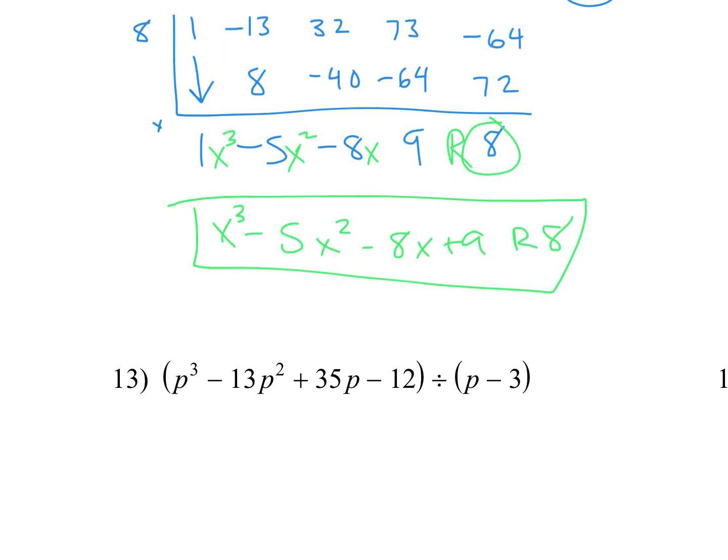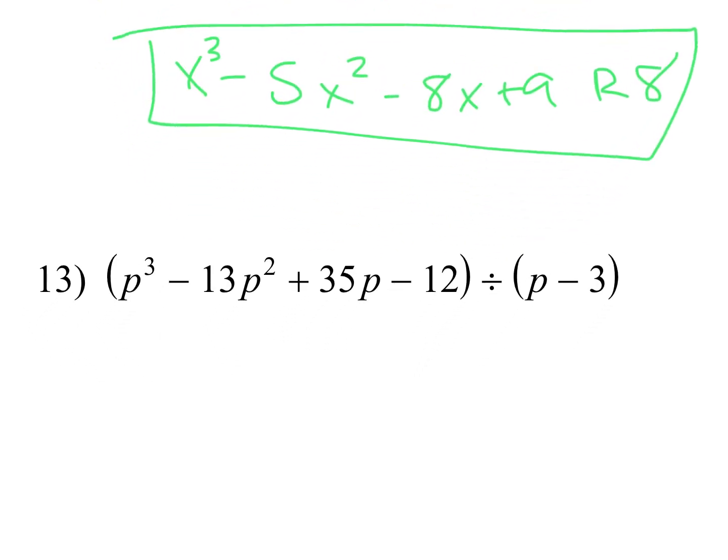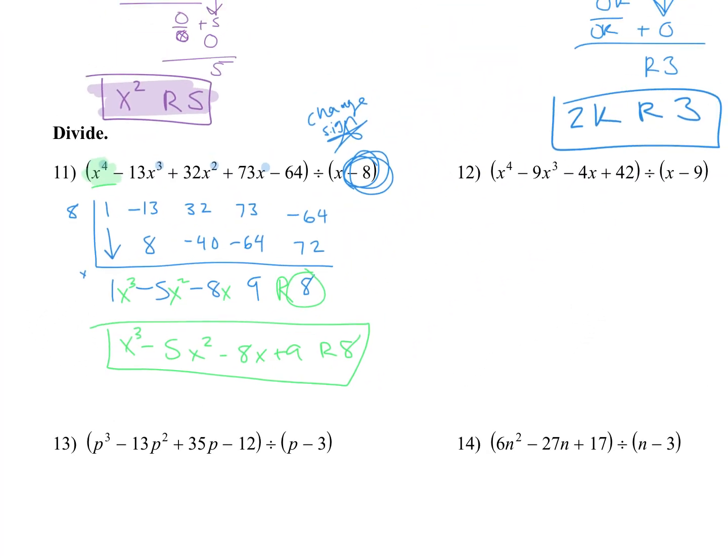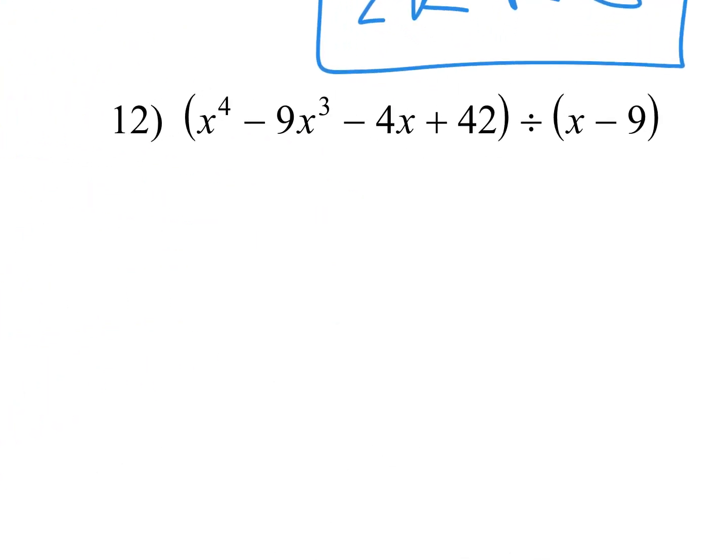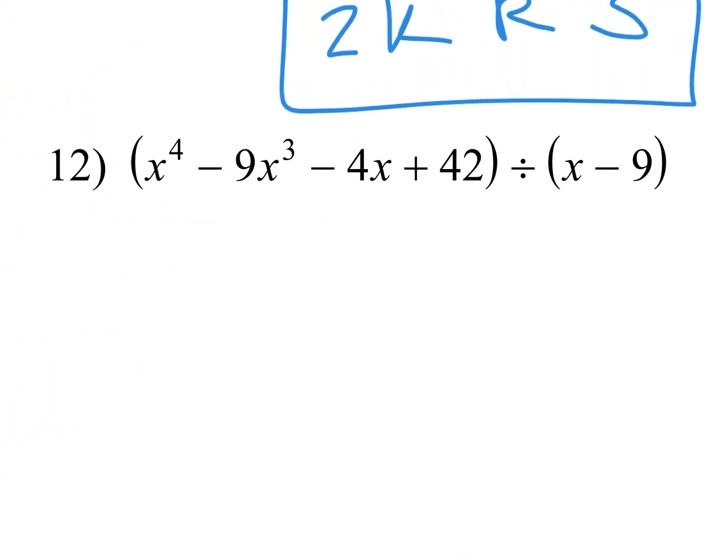Alright, let's take a look at 13. Actually, let's do number 12. Are we missing any terms here? X to the 2nd power. Perfect. So in here, we need to put 0, x to the 2nd power. So what are all of our coefficients? What's going to go inside of our box?